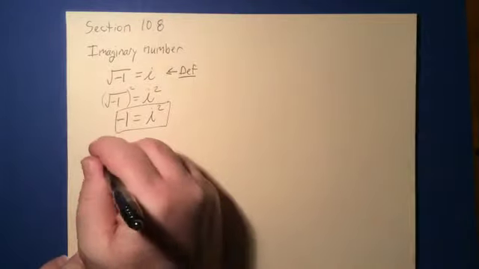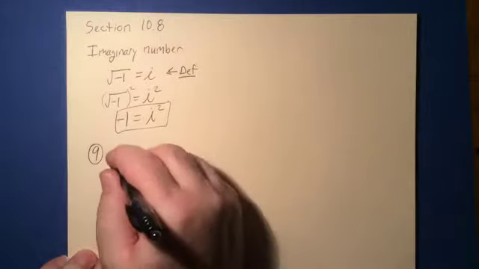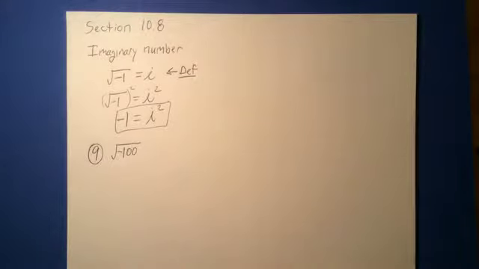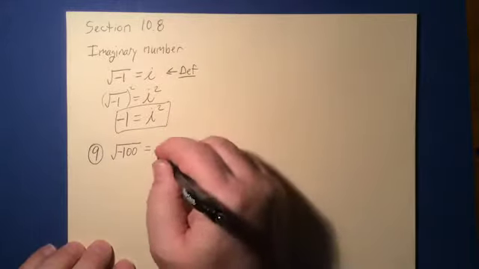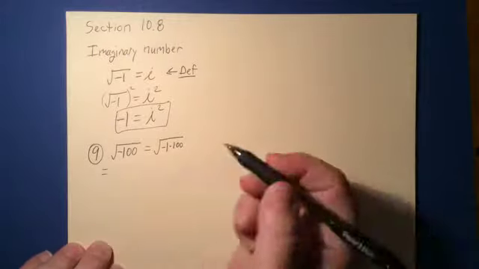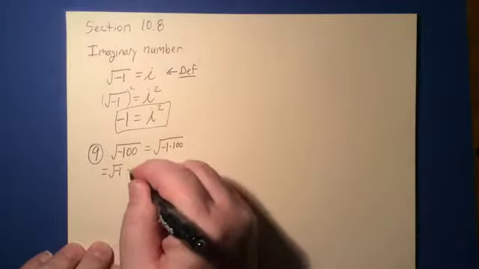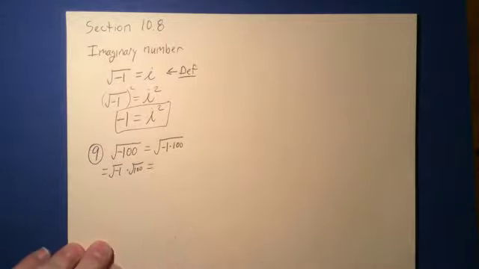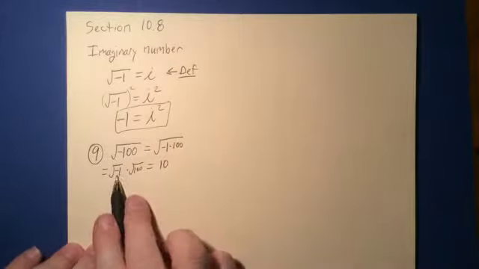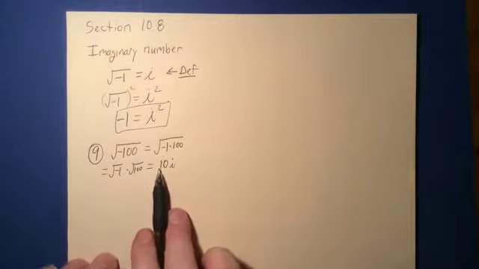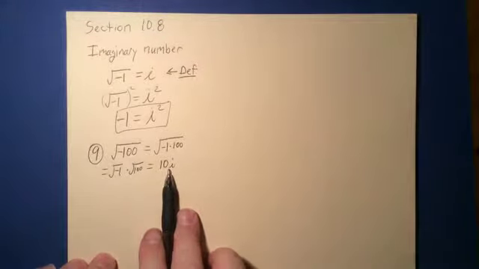So let's begin by taking a look at question number 9. We start with the square root of negative 100. The long way of doing this is I could write this as negative 1 times 100, which I could write as radical negative 1 times radical 100. And then I could say that the square root of 100 is equal to 10, and that the square root of negative 1 is equal to i. And we usually don't write it as i times 10, we usually write it as 10i.